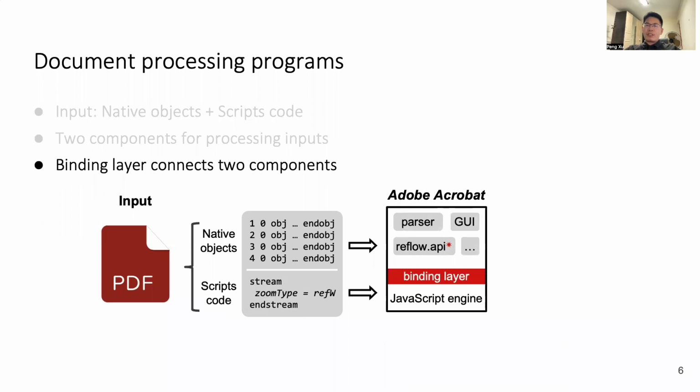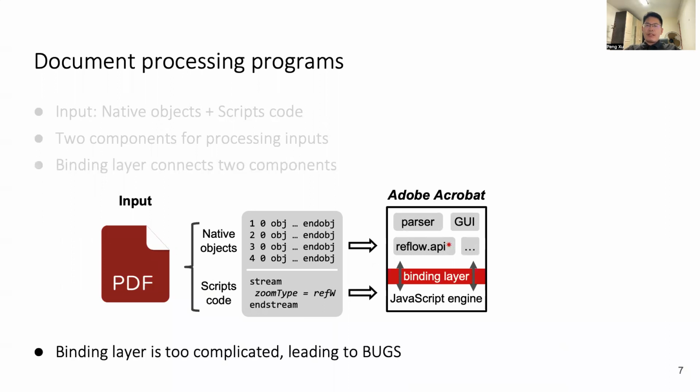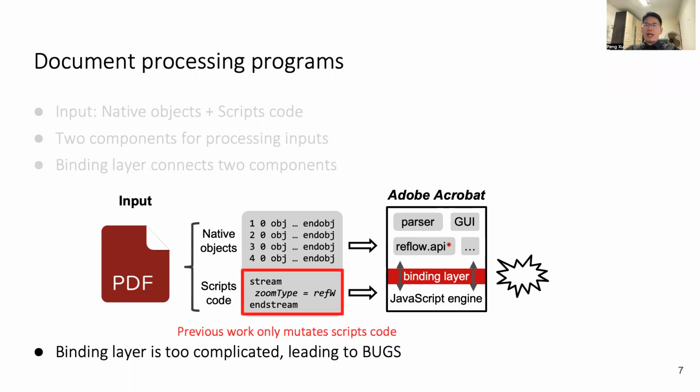To connect two different components, these programs usually have a binding layer to do translation. However, the binding layer is too complicated to be 100% correct, and bugs are inevitable. Previous work like Favocado only focuses on mutating the script code, which may miss the complicated bugs.